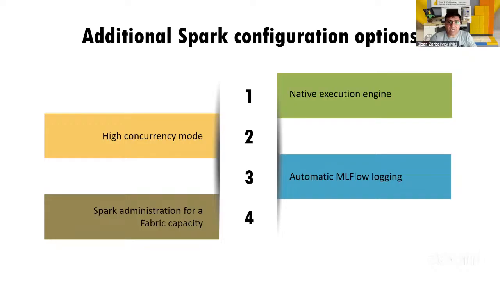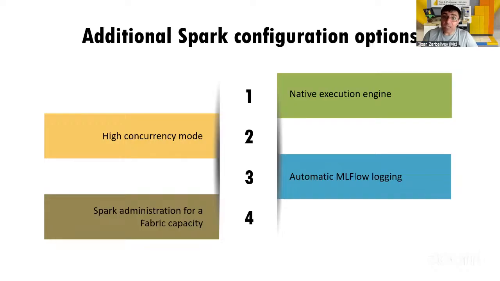To summarize, these advanced Spark configuration options provide additional ways to optimize your Spark workloads in Microsoft Fabric. Native execution engine for faster query performance, high concurrency mode for improved resource efficiency and shared sessions, automatic MLflow logging for simplified machine learning experiment tracking, capacity level administration for centralized governance and control. Together, these features help organizations maximize performance, improve scalability, and streamline both data engineering and data science workloads within Microsoft Fabric.